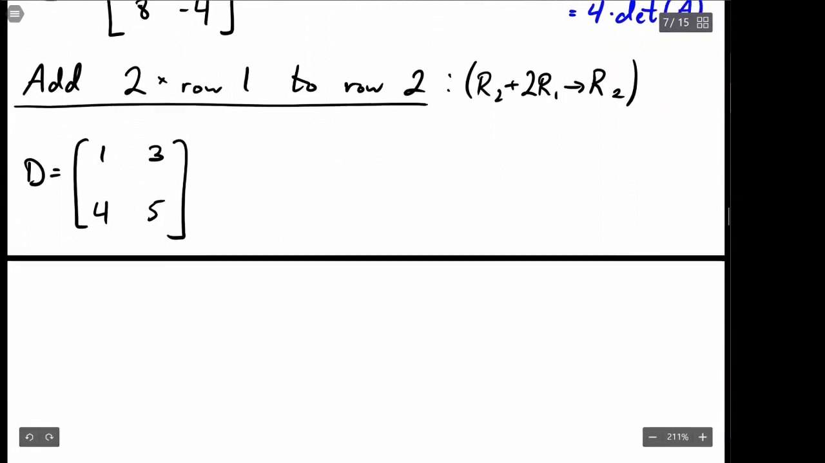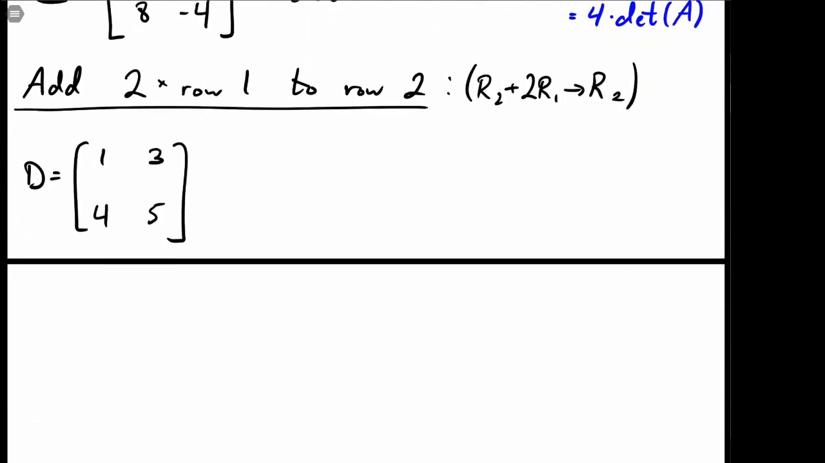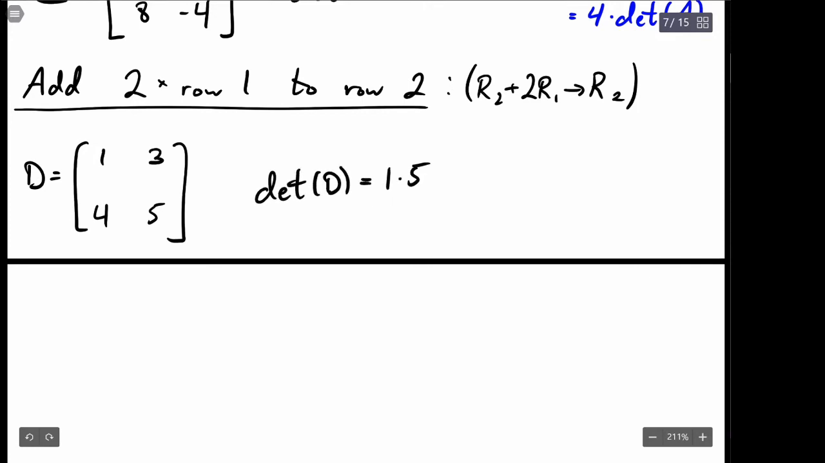However, what's going to happen here? Well, let's find out. Determinant of D is 1 times 5 minus 3 times 4. So that's 5 minus 12, which is negative 7. And look at that. That's exactly the same as the determinant of A.